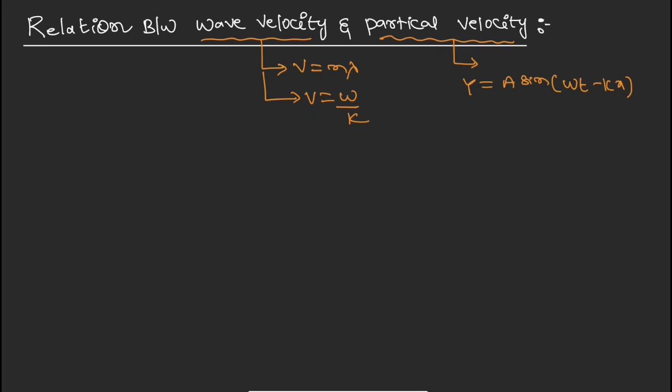So the particle velocity Vp is equal to dy by dt. On proper differentiation, this is aω cos(ωt − kx). So this is Vp, the particle velocity. Now I'm talking about the slope of the equation. Slope means dy by dx.